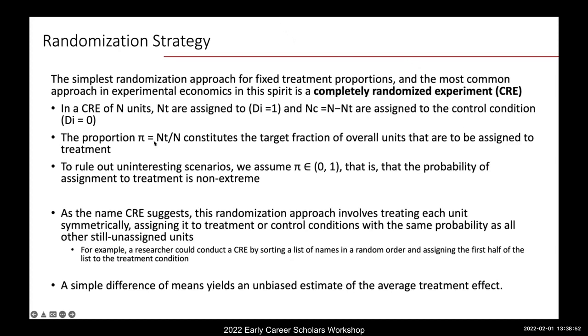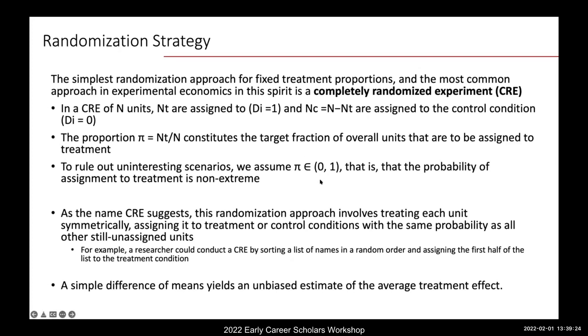The treatment proportion pi, so that's simply the number of people in the treatment group over the entire sample, constitutes the target fraction of overall units that are to be assigned to the treatment. Okay, so this defines it as like 50%, 30%, 40%, whatever. To rule out any uninteresting scenarios, we assume that pi is in the interval between 0 and 1, so that the probability of assignment to treatment is not extreme.